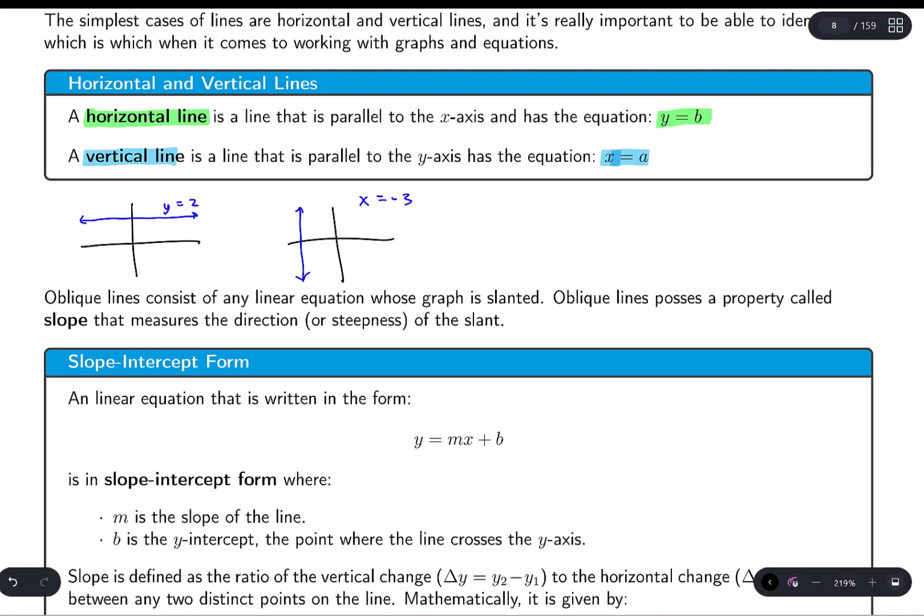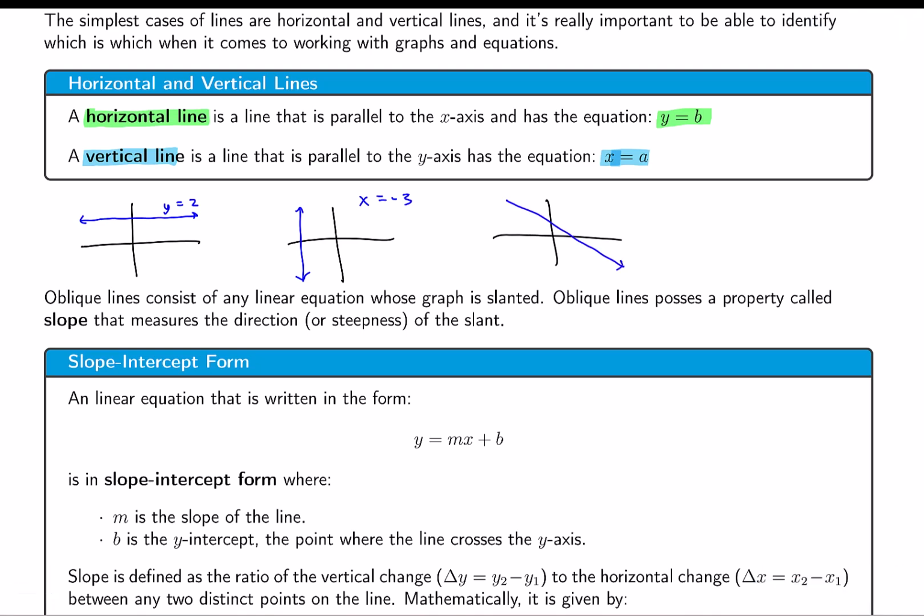All right, now oblique lines, those are the ones that are slanted. And you can't express a slanted line as just x = something or y = something. That's when you need a little bit more. In that case, you might have something like y = -x + 2, for instance. And that would express the relationship of the different x values to the y values that show up on this line.